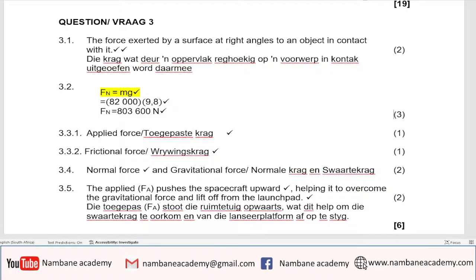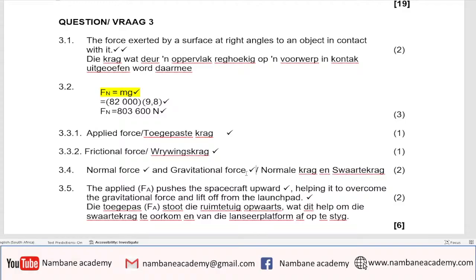3.3, what forces do the following diagram labels refer to? FA is referring to applied force. 3.3.2, FF is referring to frictional force. 3.3.3, name the two additional vertical forces acting on the spacecraft that are not shown in the diagram. So that will be normal force and gravitational force, which also needs a tick added there.